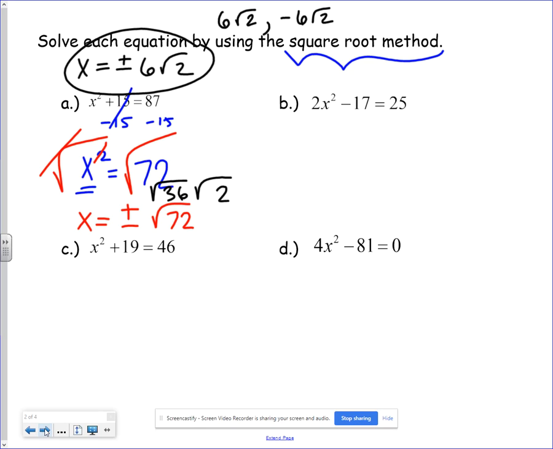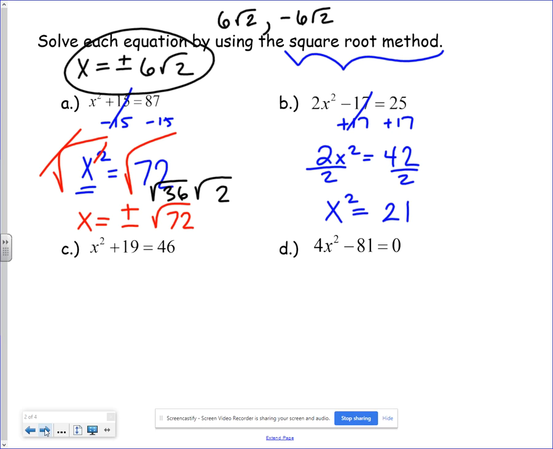All right, let's do B. So to solve for B, we would first add 17 to both sides. So we get 2x squared equals 25 plus 17, which is 42. Then I would divide both sides by 2. I get x squared equals 21. That's what x squared is.